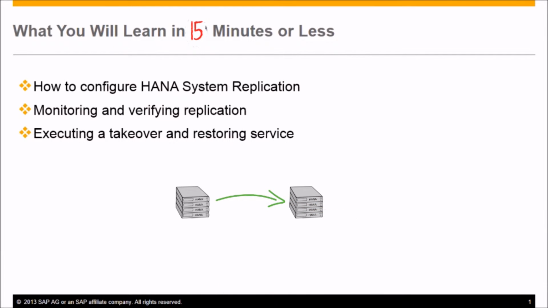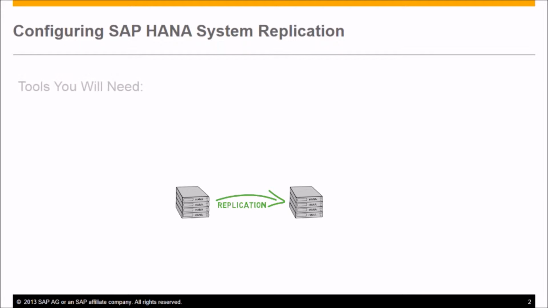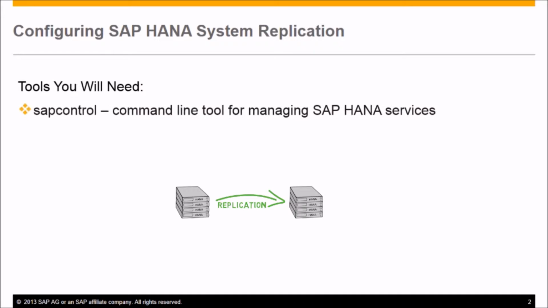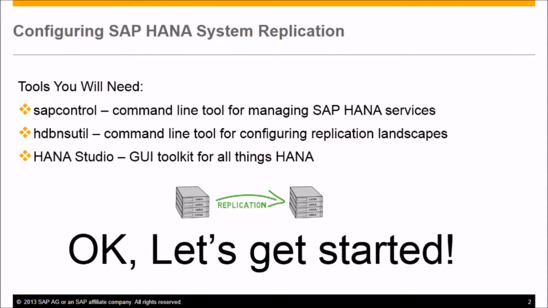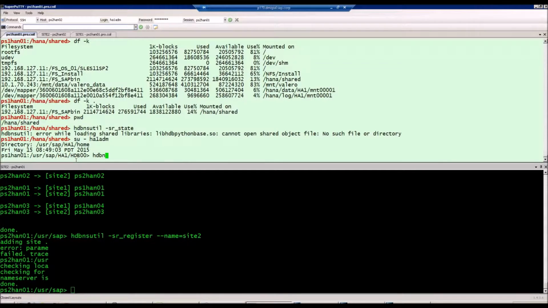zero downtime. Today, I'll be teaching you how to configure HANA system replication, how to kick off an initial replication and monitor its progress, and finally, how to perform a takeover so that you can see what happens when a system actually kicks over to the secondary. We'll cover all this material in about 15 minutes, and we'll be using some simple included tools such as HDB NSUtil, the command line utility for managing system replication, SAP Control, which controls the services from the command line, and of course, HANA Studio.